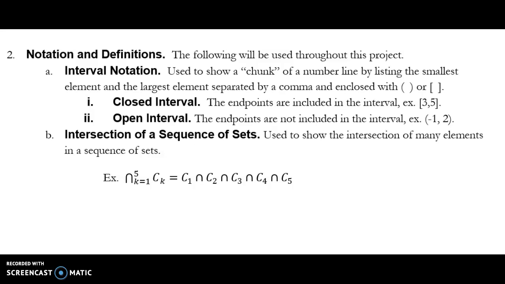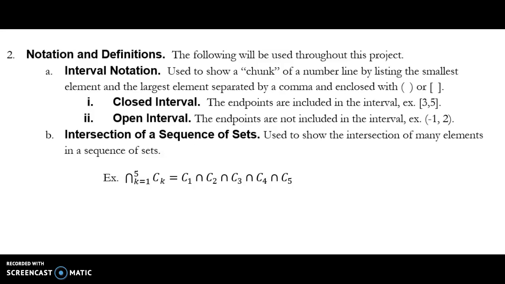Interval notation is something that you may have seen before in a previous algebra class, or maybe you have not seen it before. Interval notation is just a way that we can show a chunk or a slice of the number line by listing the smallest element and then the largest element separated by a comma and enclosed with either parentheses or brackets or a combination of one of each.